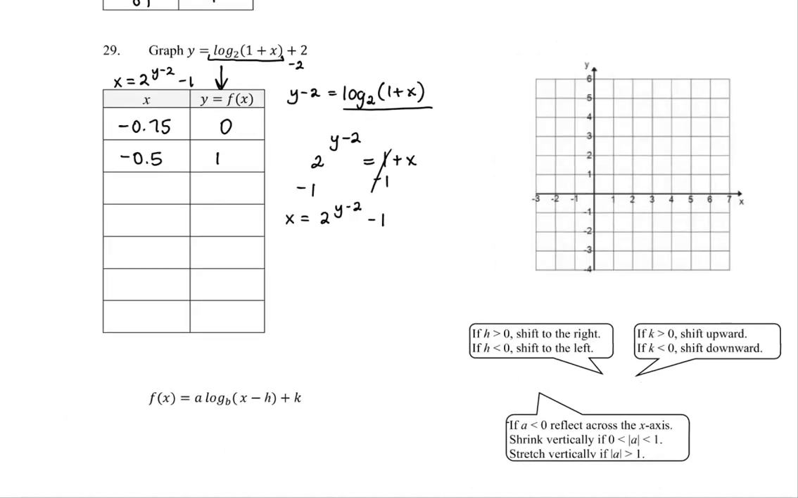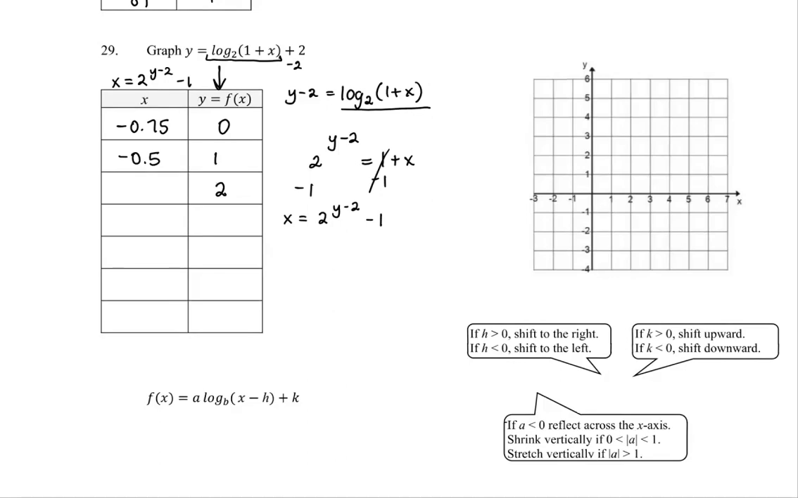So what I'm doing is I'm choosing y values. Say I choose the y value of 2, and I'm going to take this y value of 2 and plug it in right there. So I would have 2 to the 2 minus 2 minus 1, which is 1 minus 1, which gives me 0. And I'm doing this so I can continue to fill out this table and get some points that we can plot. And now I'm going to plot these points.